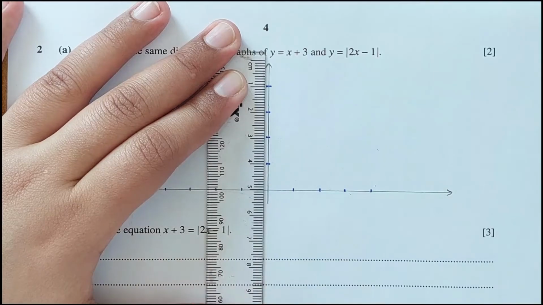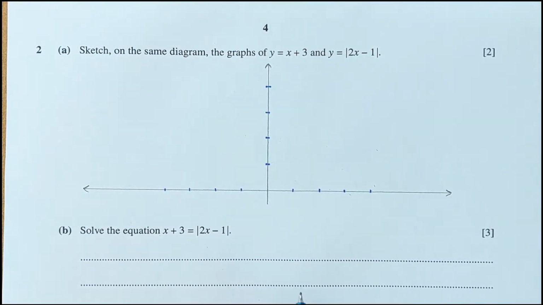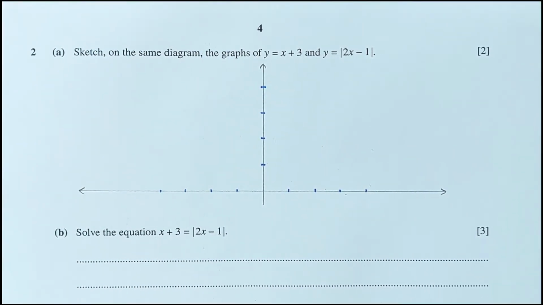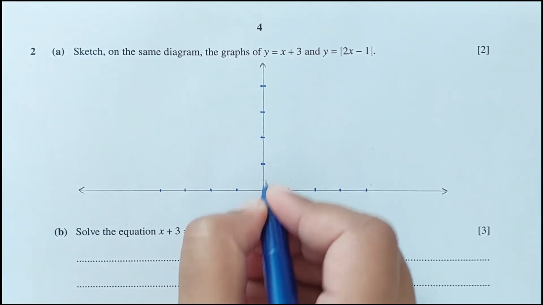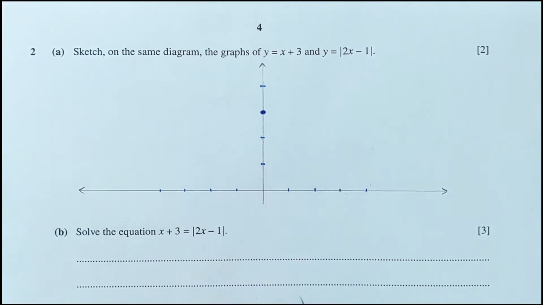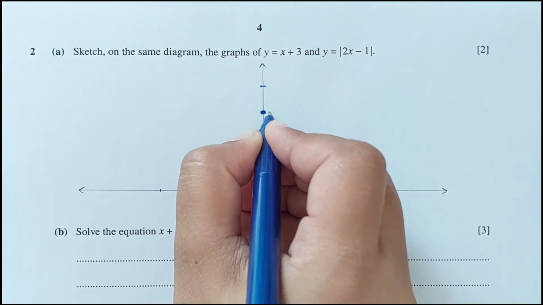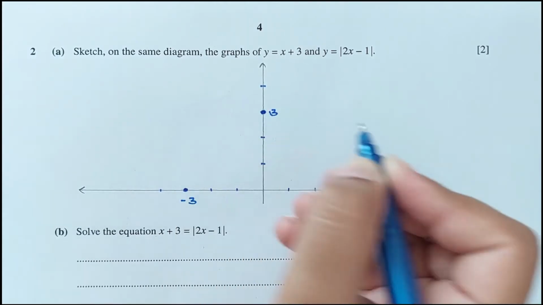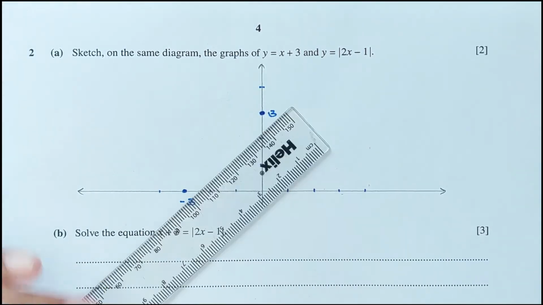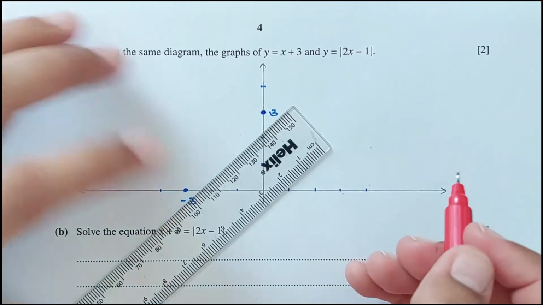Right, so let me sketch y equals x plus 3, the straight line. So when x value is 0, y value is 3, and when y equals 0, x value is negative 3. X is negative 3 and y is 3 here. Right, let me connect the points to get the straight line.